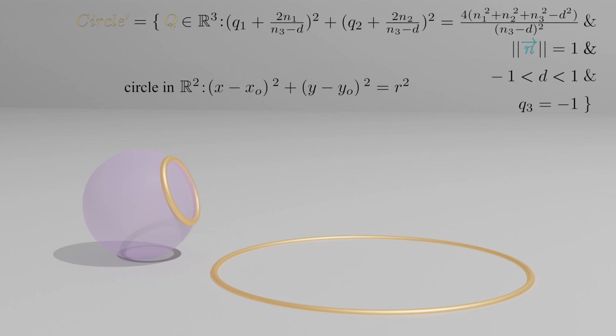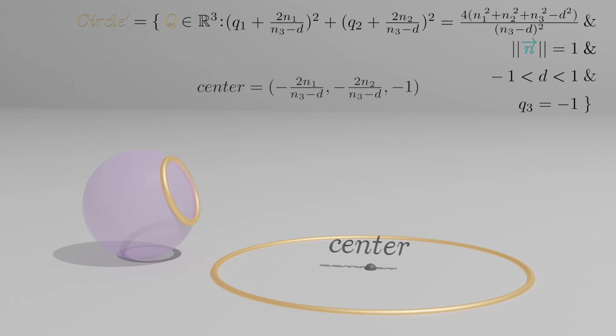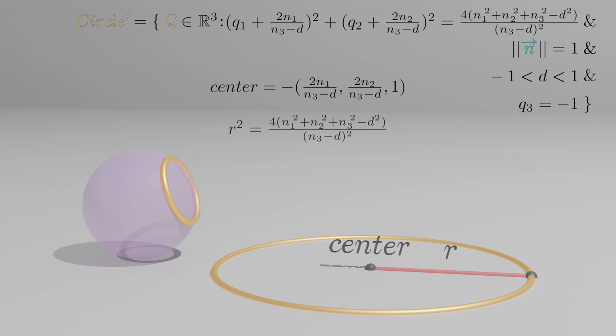The only catch to circle prime is that it's embedded in R3, so we have to make sure that all of its points have a last coordinate of -1. Alright, so this means that the center of circle prime is minus 2n1 over n3 minus d, minus 2n2 over n3 minus d, -1. And we can pull out the negative from all of these coordinates. This term on the right-hand side is the radius squared. The radius is then the square root of this term, and I'll go ahead and pull out the 2.